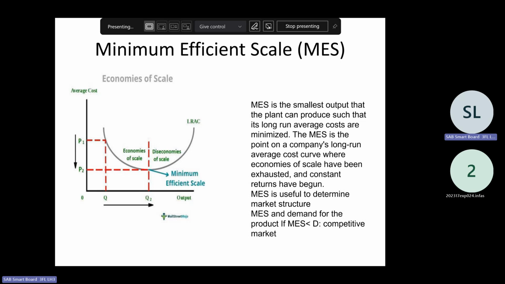So the minimum efficient scale we compare with D, the market demand. If it is less than the market demand, then it's a competitive market. If the minimum efficient scale equals the market demand, what happens? It's a monopoly market. The firm is a monopoly, so only one firm operates in the market. That's why this minimum efficient scale is important, as it gives us the total cost minimizing, average cost minimizing output.